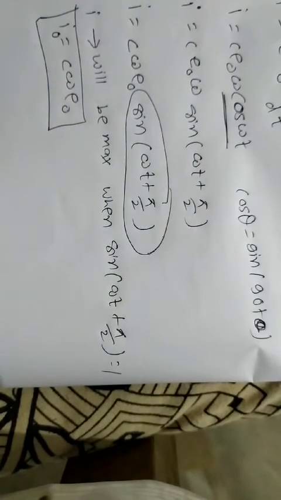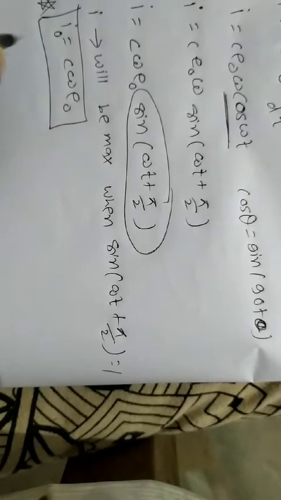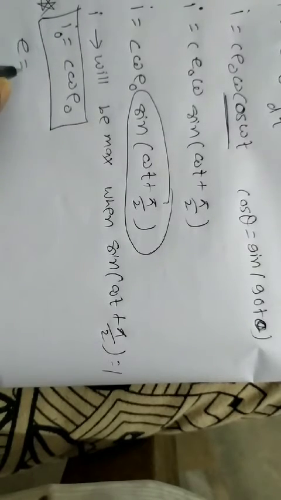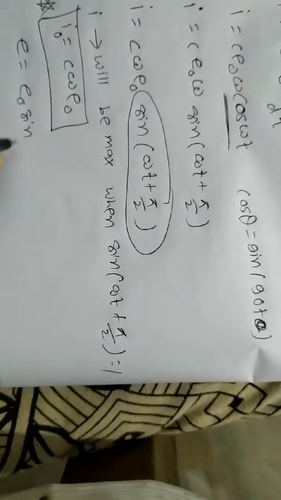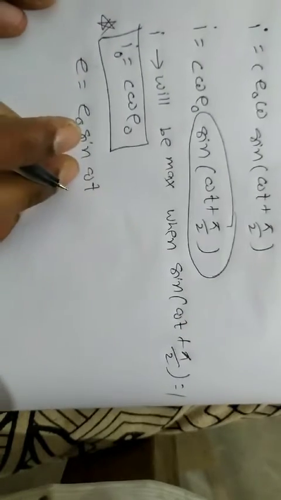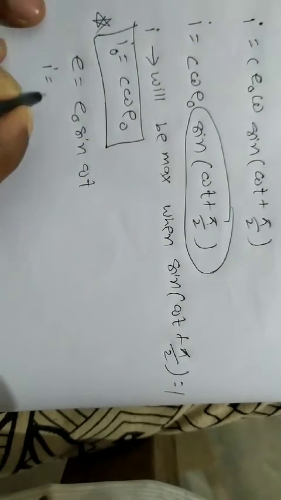So this will be the equation. Now understand this thing: what was E? The E equation was E naught sine omega t. And what is the equation of I?